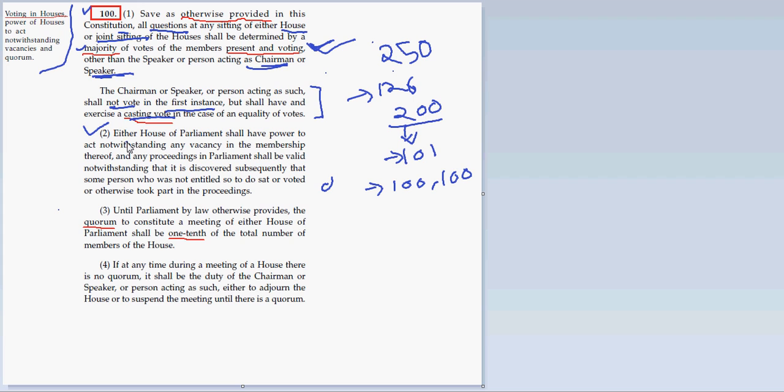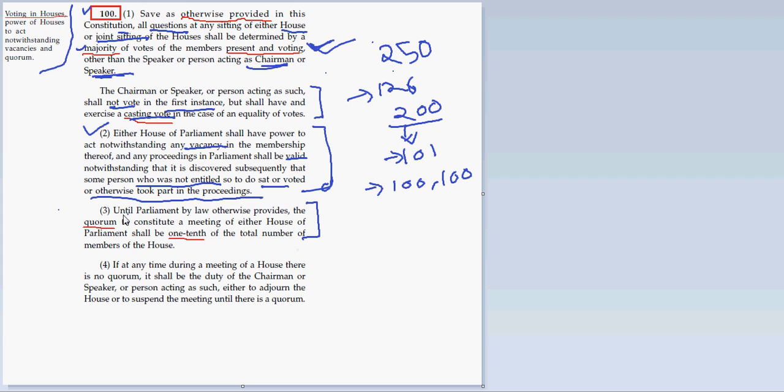Next, clause 2 says either house of parliament shall have power to act notwithstanding any vacancy in the membership thereof, and any proceedings in the parliament shall be valid notwithstanding that it is discovered subsequently that some person who was not entitled to do so sat or voted or otherwise took part in the proceedings. This is pretty clear. What it means is that voting is still valid if there is some vacancy in any of the houses, and let's say a person voted and later it was discovered that he was not supposed to sit and vote, or he was supposed to be disqualified or something like that. Even in that case, whatever decision was taken earlier is still valid. Just because there was a fraud of one or two persons sitting does not invalidate the entire bill passing later on.